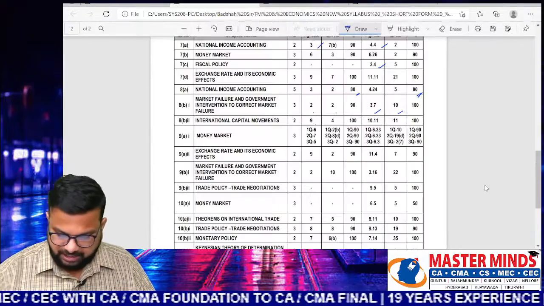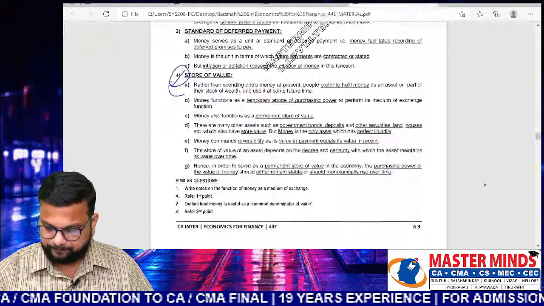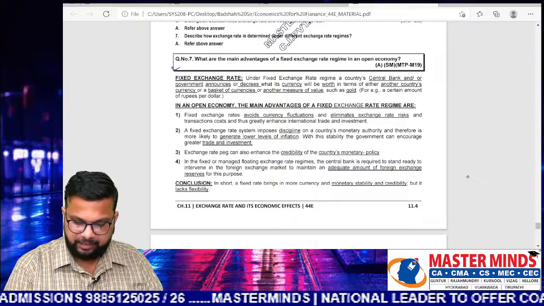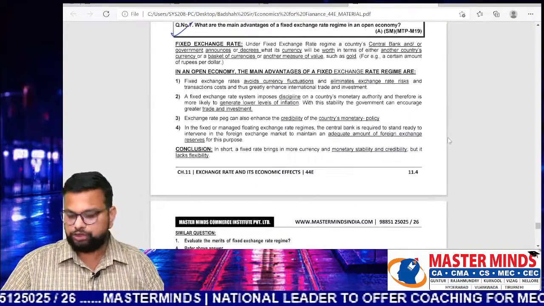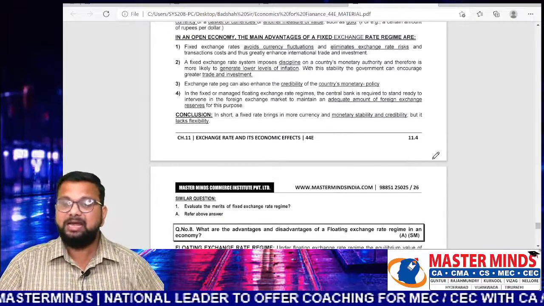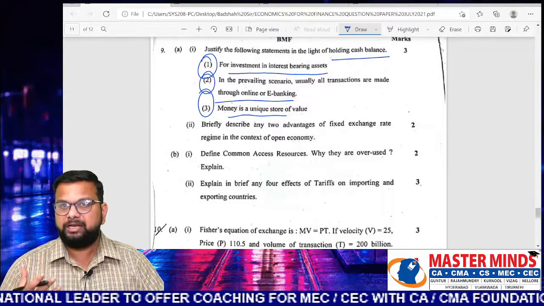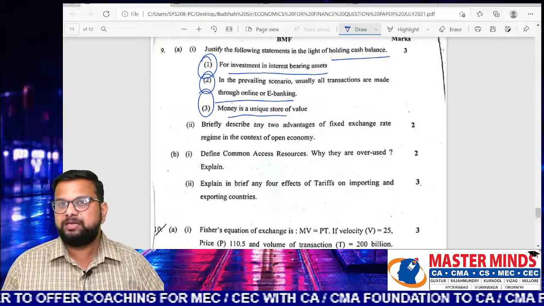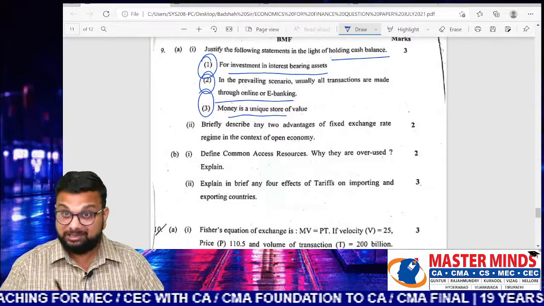Okay. And is it covered in our masterminds material, Nana? Yes, Nana. Page number 11.4, question number 7: what are the main advantages of fixed exchange rate regime in an open economy? So it's a direct question from our material, Nana. If you are thorough with the question, we can easily score marks in the examination. So by this time, you have come to an idea of how good our masterminds material is. If you are thorough with our masterminds material, Nana, then we can answer all the questions given in our examination, at least in this examination, Nana.